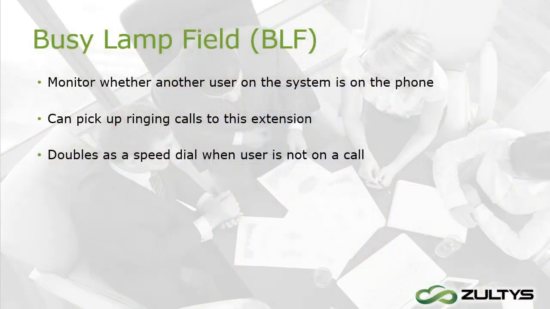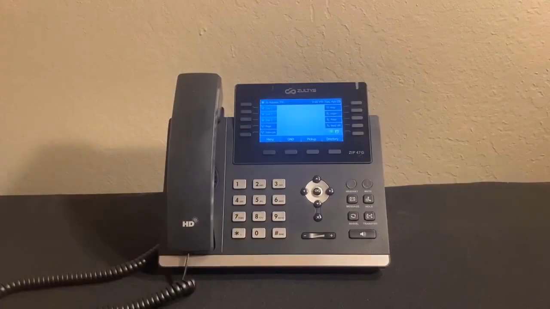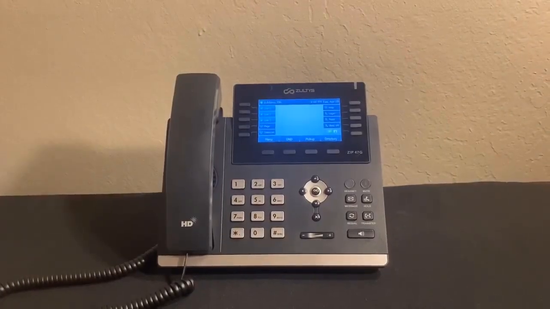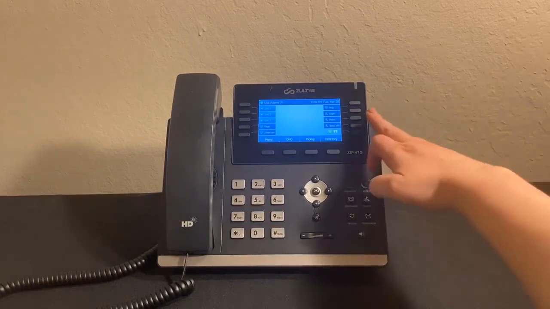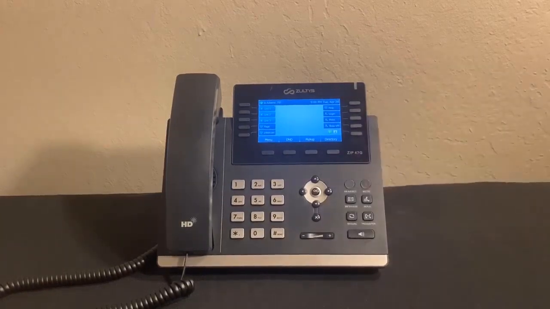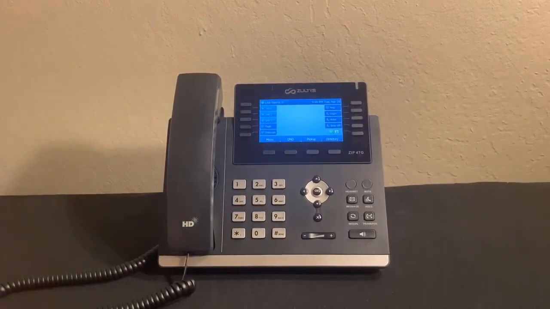You can also turn a key on your phone into a busy lamp field or BLF, which is fancy speak for a button to monitor your coworkers. For example, if I have this button configured as BLF for my boss's extension, whenever Peter, my boss, is on the phone, the line will light up. That way, I can easily tell if my boss is busy with a call from a quick glance at my phone. When Peter is on the phone, the line will be solid red.